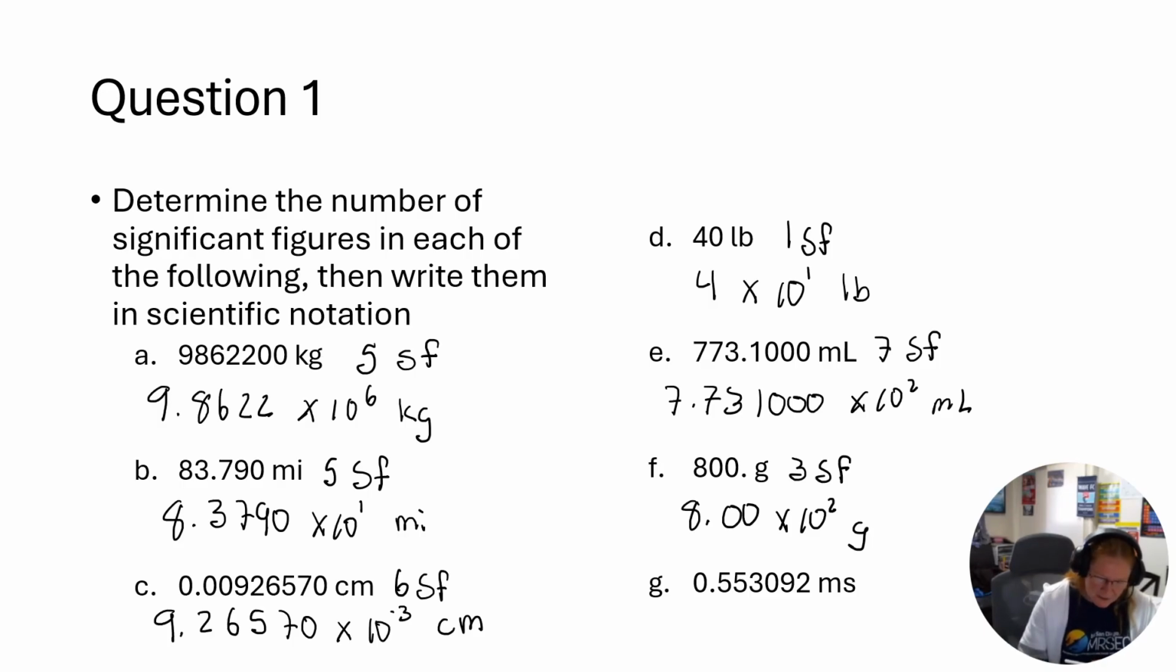Okay, and then my last one, I have that 0.55. Well, so that 0 is not significant, but then that 0 in the middle where I have 309, that 0 is bracketed between 2 non-zero numbers, so it is also significant. So that one I've got 6 sig figs, and I will get 5.53092 times 10 to the negative 1st.